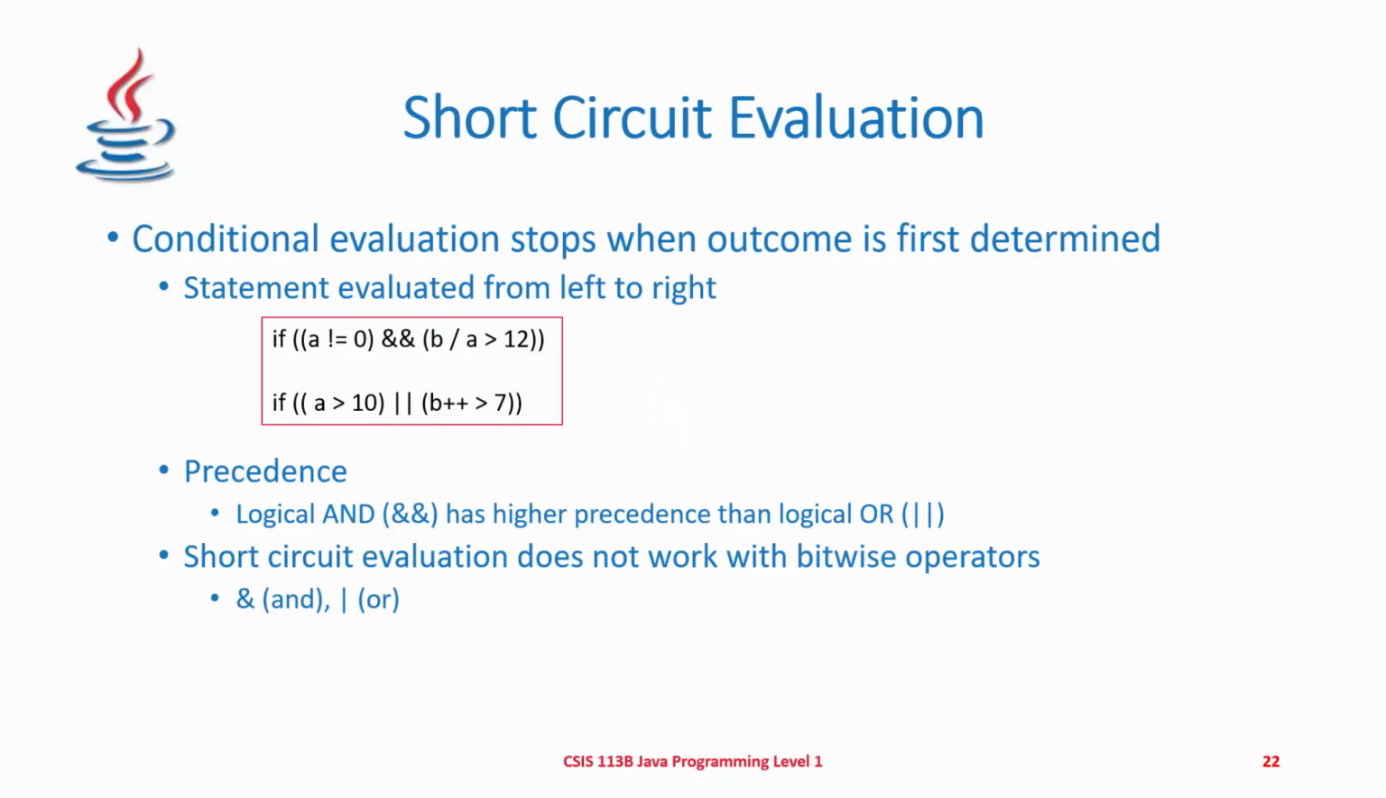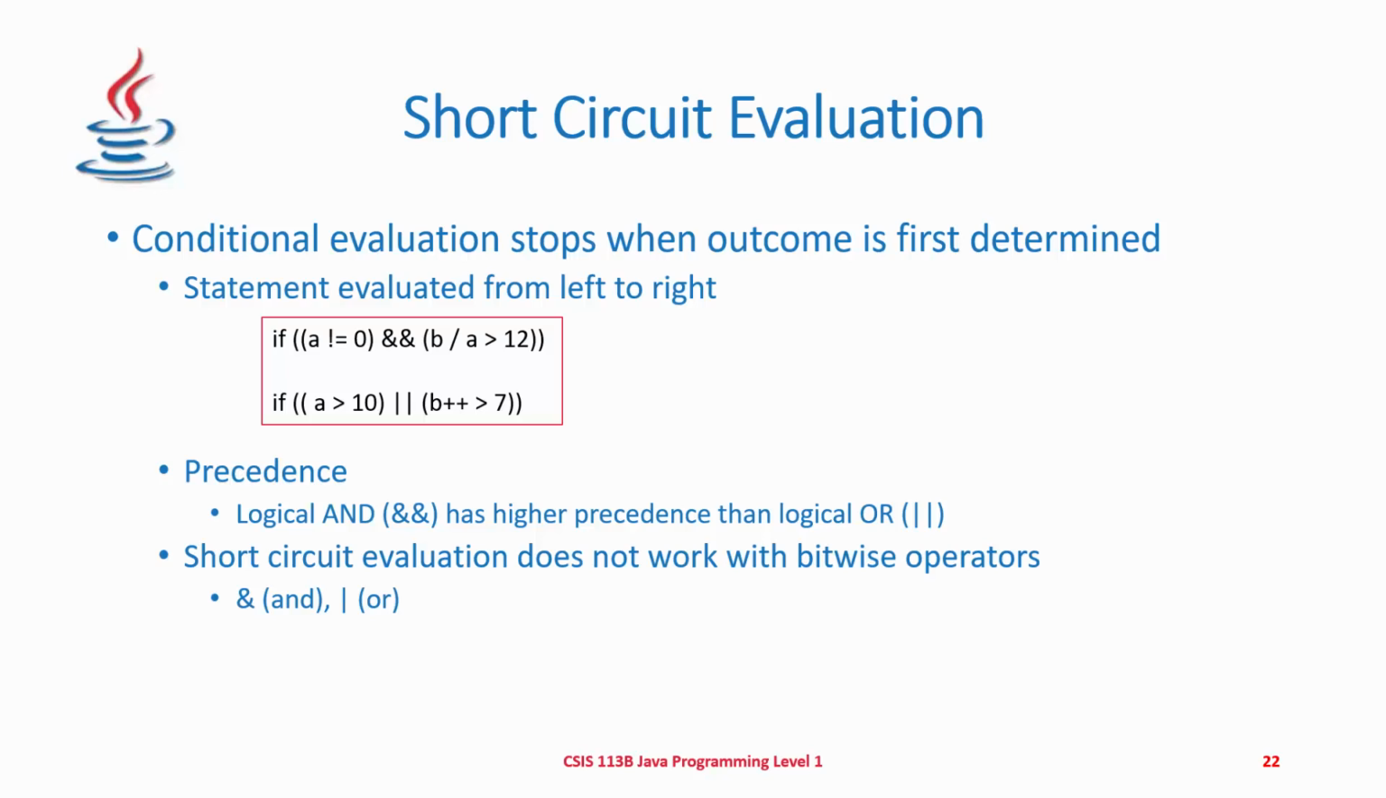Now there is a term, short circuit evaluation, that goes along with this, which is that as the conditions are being checked, when we're using multiple conditions with the logical operators, if the first condition evaluates to false, then immediately that entire statement is evaluated to false. So in other words, where we have the if a not equal to 0 and b divided by a greater than 12, if a is not equal to 0, then that whole thing is false immediately. No need to go ahead and check the second portion of that condition.